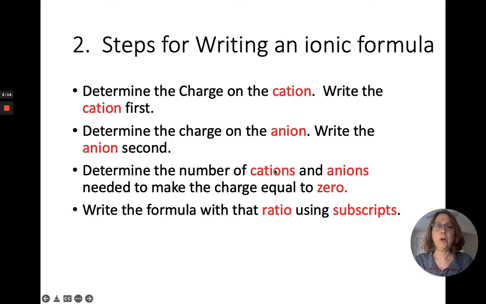All right, now we're going to talk a little bit about writing ionic formulas and also naming. So the steps to writing an ionic formula is first you determine the charge on the cation. And you always write the cation first. That is usually going to be a metal. Then you determine the charge on the anion, the negative ion, and you write the anion second. Then you determine the number of cations to anions needed to make the charge equal to 0. That way we know that just as many electrons were lost as were gained. And then we write the formula with the ratio using subscripts, and we're going to do a few examples.